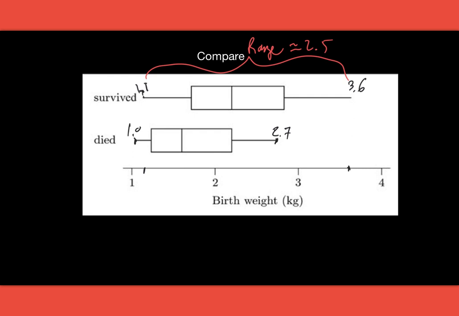But back to comparing. Shape. Do we have an approximate shape for this? Is it very clearly skewed? Does not look like it to me. Does it appear that the median is about in the middle of the box? It does. So because the median is approximately in the middle and there's no clear skew, it appears to be roughly symmetric. Those that survived seem to be roughly symmetric as you move across.